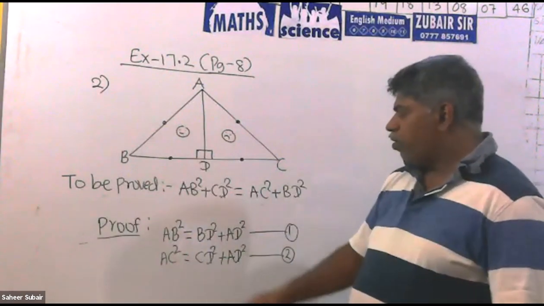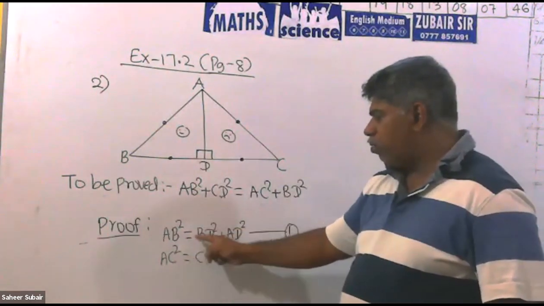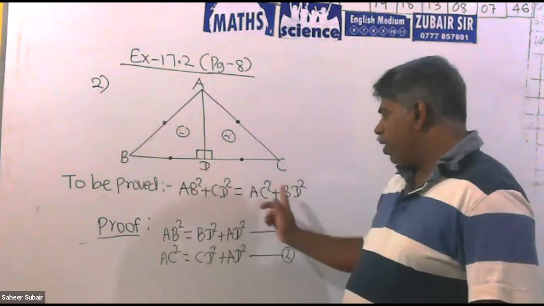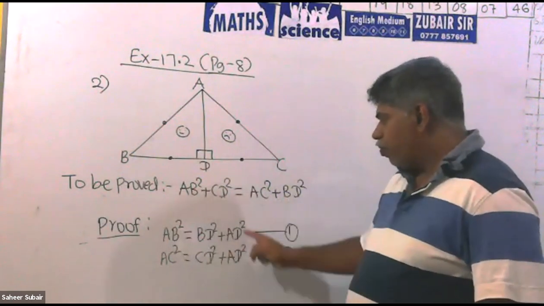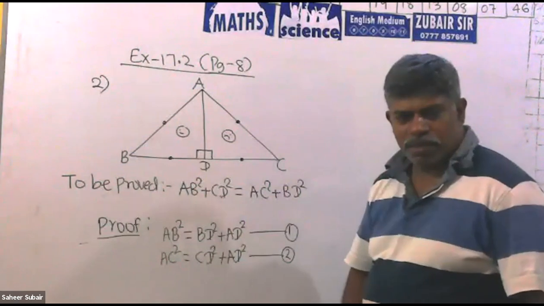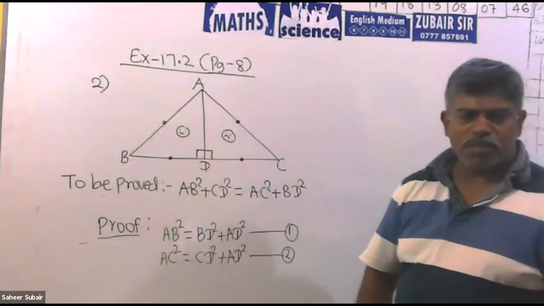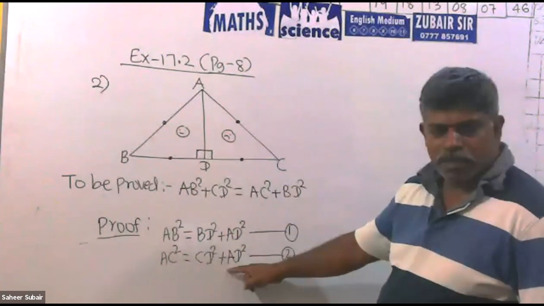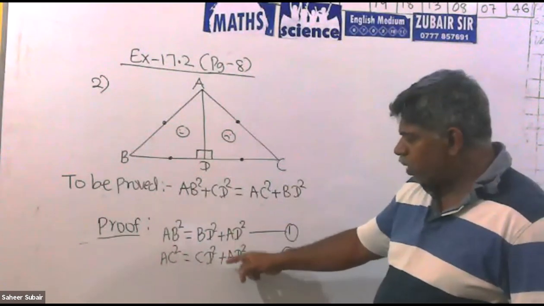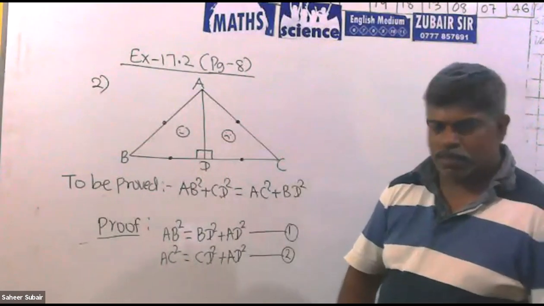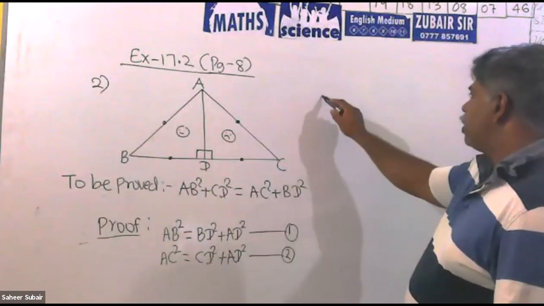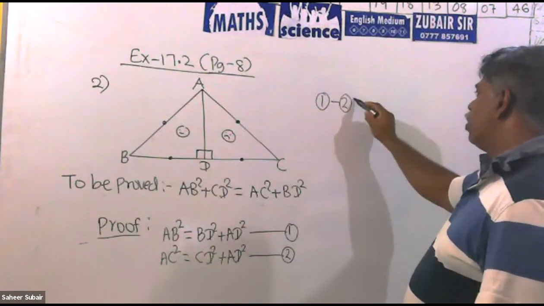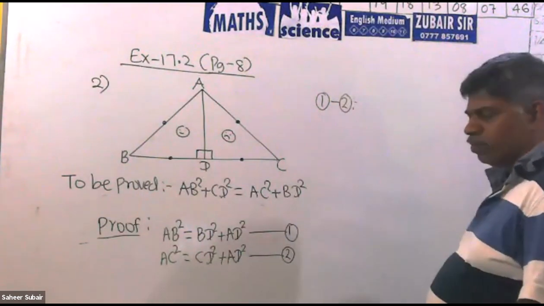Then we need AB, AC, BD, CD, all we need. We know in this AD, so we have to remove the AD by using these two equations. Here plus AD squared, plus AD squared. So when you subtract one from the other, AD gets cancelled. So we'll subtract the second one from the first one.